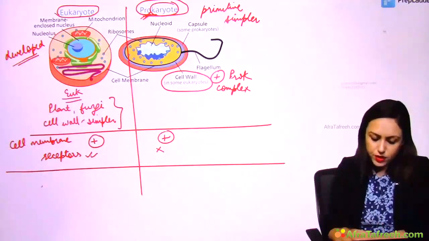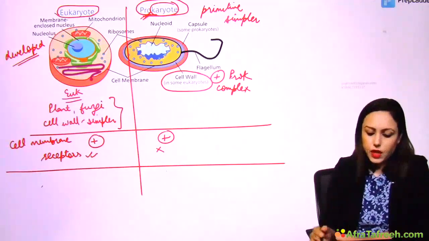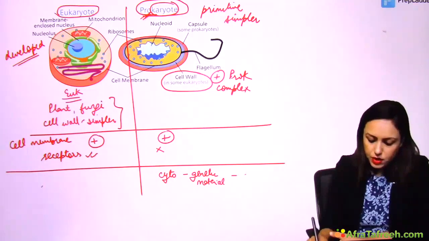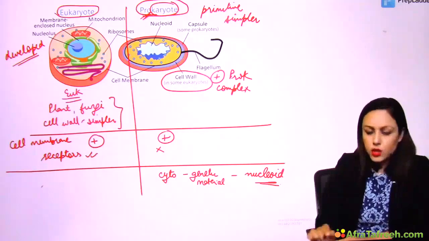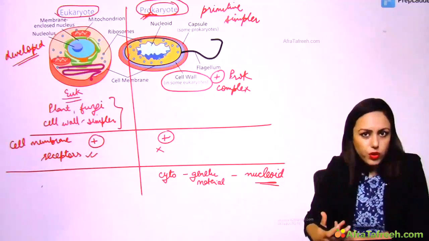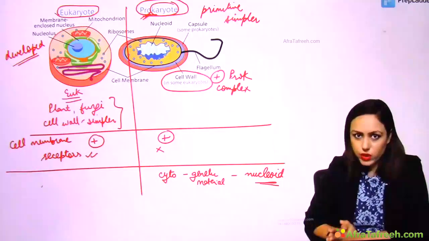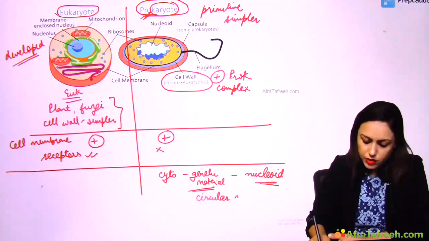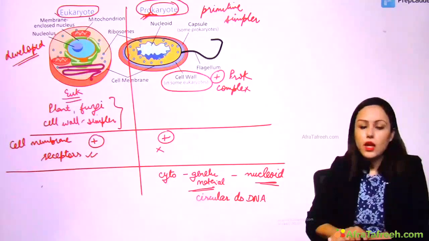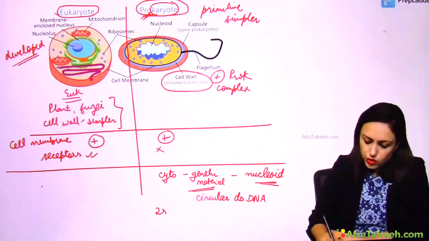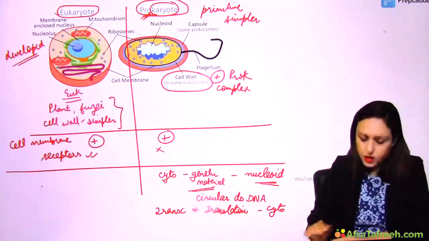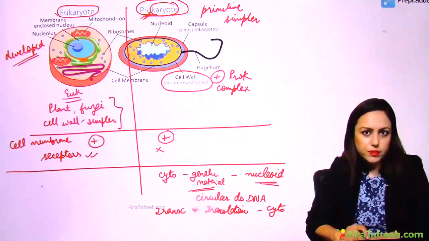Then next point is regarding nucleus and the genetic material. In case of prokaryotes, the portion of cytoplasm where genetic material is present is known as nucleoid. So we say that there is nucleoid in prokaryotes, but not a proper membrane bound nucleus. And the genetic material is circular double stranded DNA. And as there is no nucleus, so transcription and translation both occur in cytoplasm, and they can occur simultaneously.